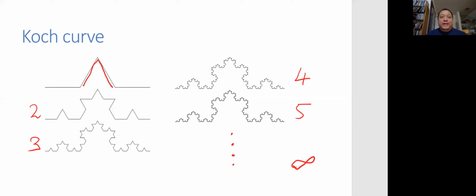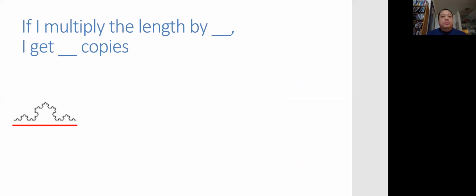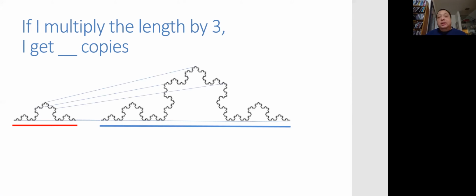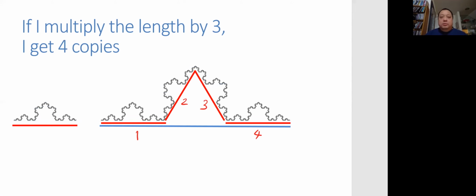So the question is, what is the dimension of the Koch curve at infinity? So let's do the same thing as before. If I multiply the length by blank, I get blank copies. What should the first blank be? Well, since the snowflake curve is built by cutting out the middle 1/3, it's logical that I should use the number 3 for r. So I have a length that is 3 times the old length, and I magnify the Koch curve. How many copies of the original one are in the big magnified version? 4 copies.